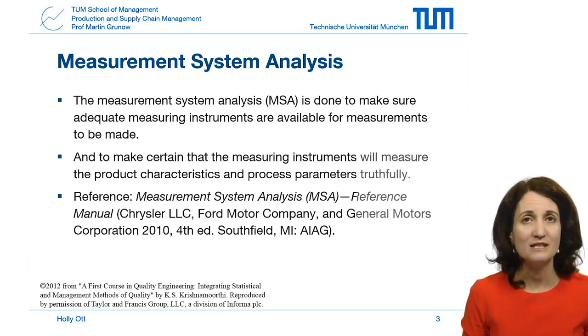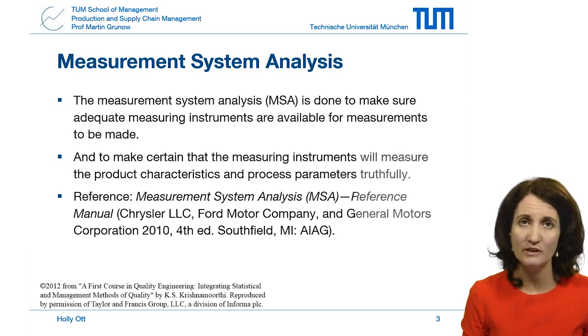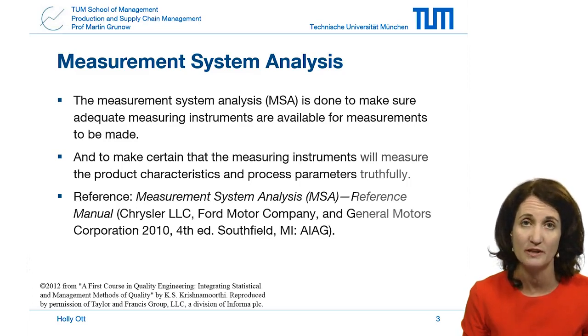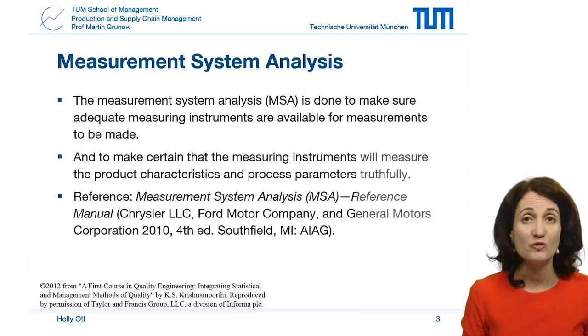The measurement system analysis, or MSA, is done to make sure that measuring instruments of adequate capability are available for taking measurements on the product characteristics, product variables, and process variables of a given process, and that the measuring instruments will measure these characteristics and variables truthfully. When we say measurement system, we're implying that there's a scheme or system existing, including instruments, equipment, operators, software, procedures, everything that is required to produce a measurement.